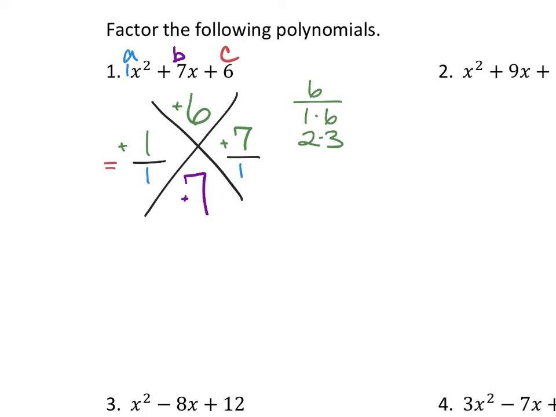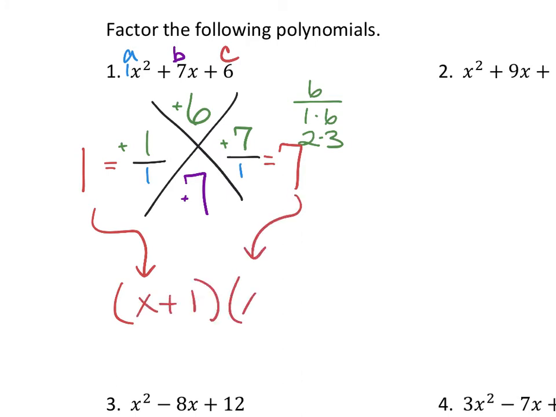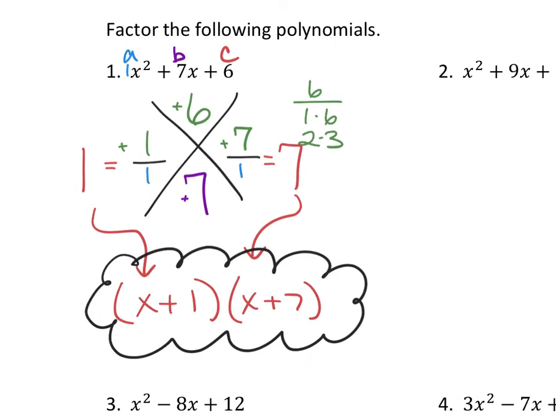I divide if possible. 1 divided by 1 is 1, and 7 divided by 1 is 7. So I take that positive 1, and I write it as a linear factor, and I take that positive 7, and I write it as a linear factor, and voila, I have the linear factors for that trinomial. X plus 1 times x plus 7. Again, if we FOILed this or you did double distribution, we'd end back with the trinomial we started with.